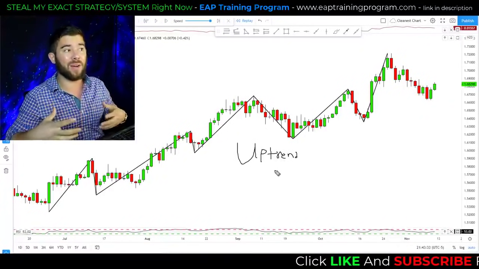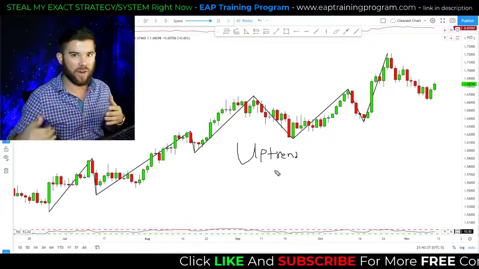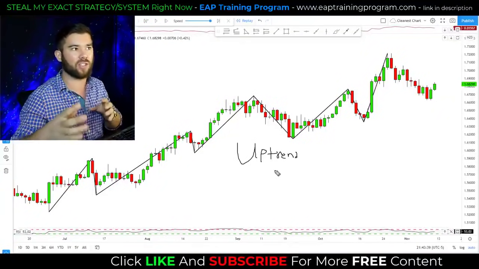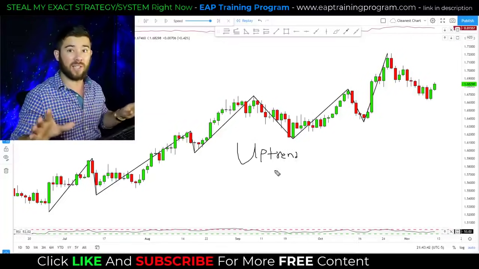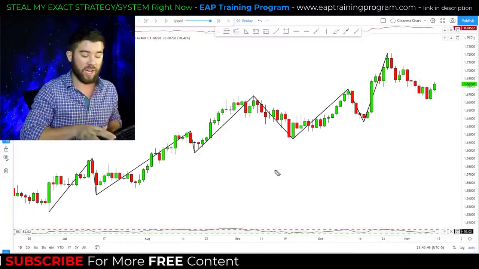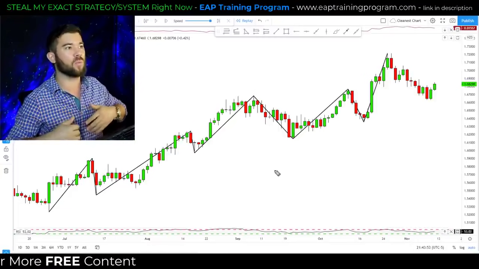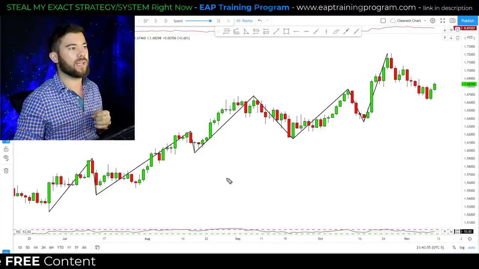And all in all, it's much easier to ride a trend that's already there than to pick the very top or the very bottom of a market trying to trade reversals. So it's a good thing to trade with the trend. With this market being in an uptrend, what direction would you like to trade this market? To the upside, right? You'd want to be buying while the market is in an uptrend.